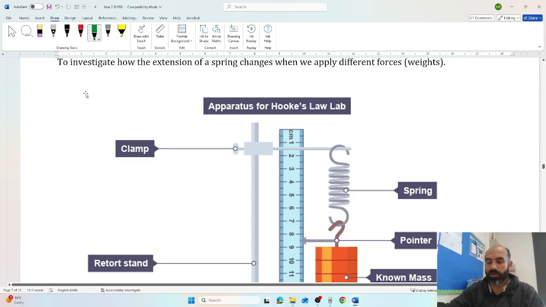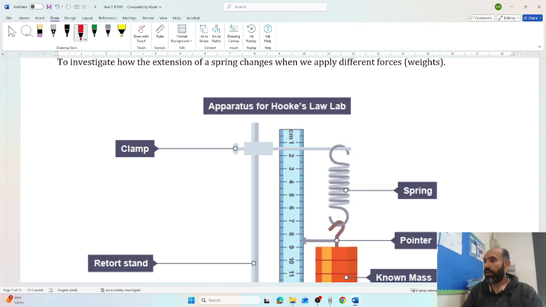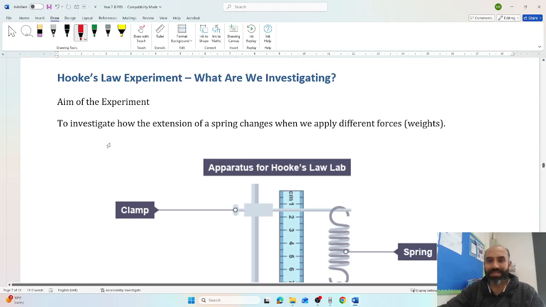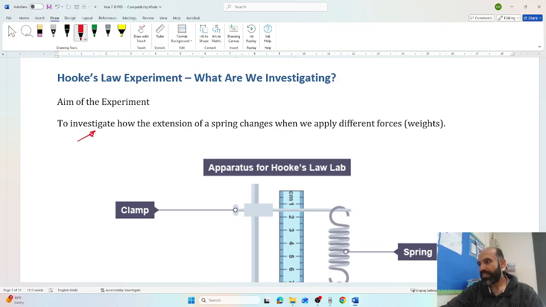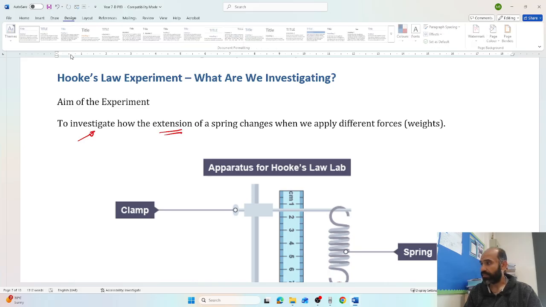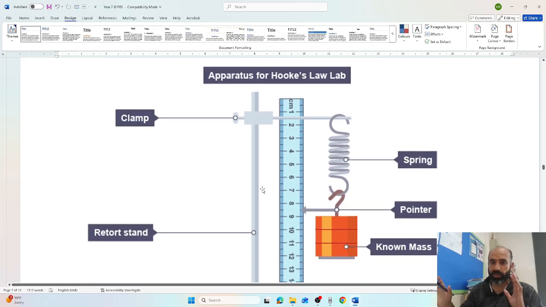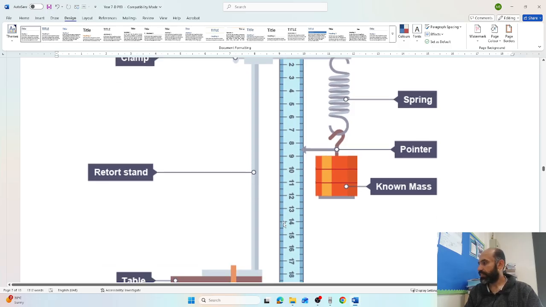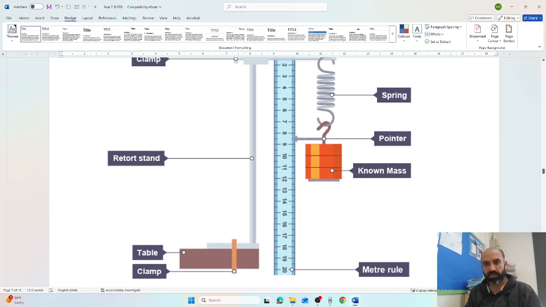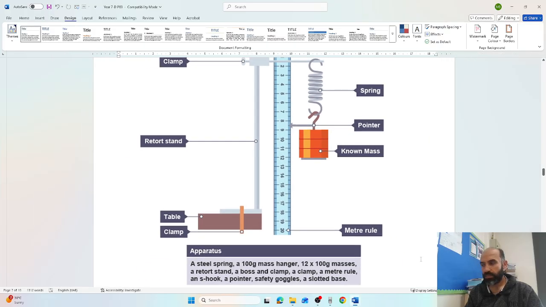Then let's do Hooke's experiment. What is the aim of this experiment? The aim of this experiment is just to investigate how the extension, it becomes longer, of the spring changes when we apply different forces or weight. And we will learn how to calculate the weight just by multiplying the mass times g, which is the acceleration due to gravity.